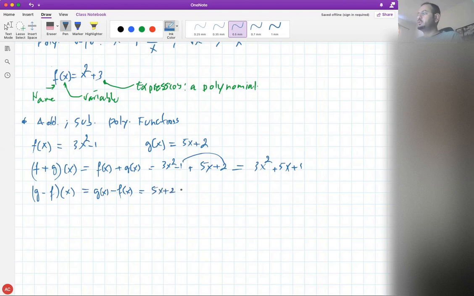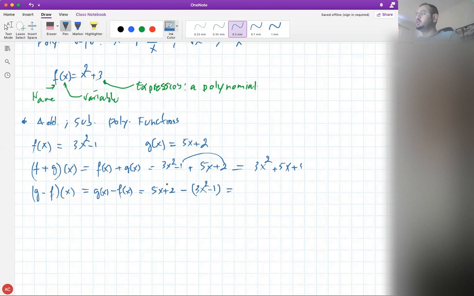And with subtraction, we're going to need parentheses, just like we did with polynomials. So g minus f of x. Whatever polynomial or function comes after the minus sign has to be in parentheses. So f of x, 3x to the second, must be in parentheses. And then we'll simplify just like we did with the polynomial functions.